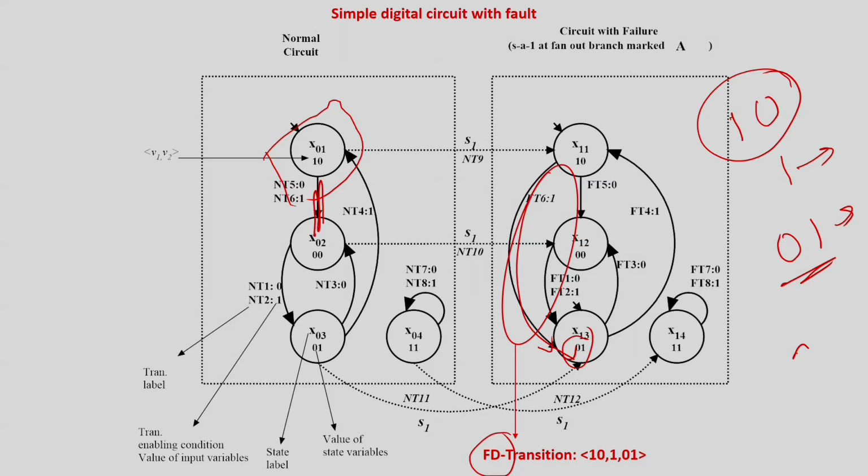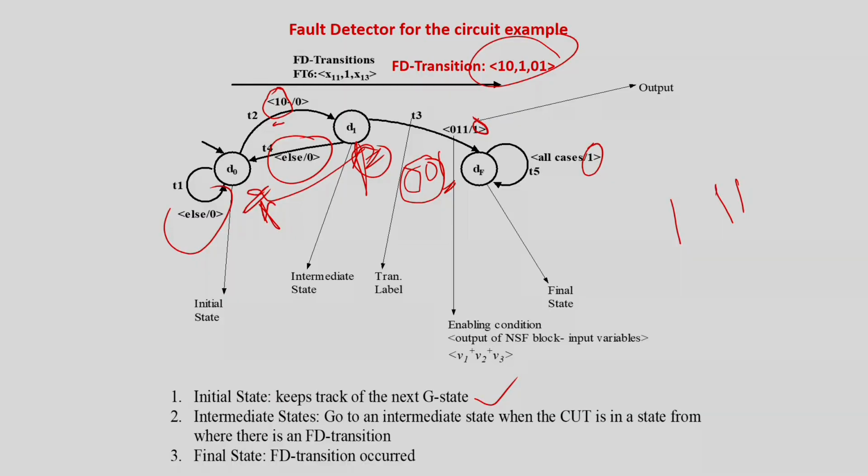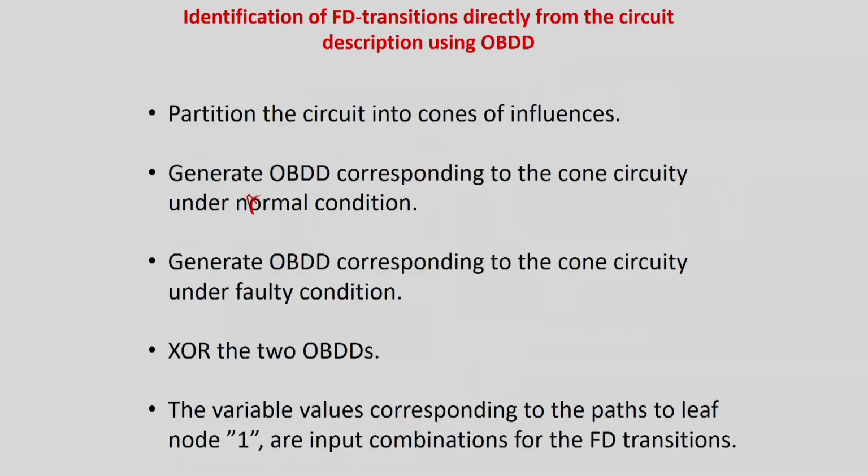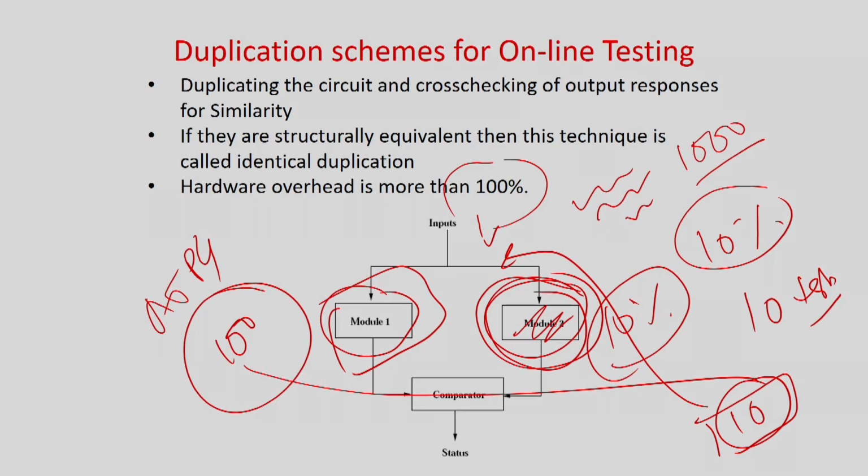How many? In this case there is only one transition which is detecting the error, which we are calling the FD transition. In a general case, as the next example I will show you, there can be n number of such transitions. For all of them you have to build a tester like this, and this tester is a finite state machine. You will synthesize the circuit and it will correspond to your module number 2. So that is the tester module.